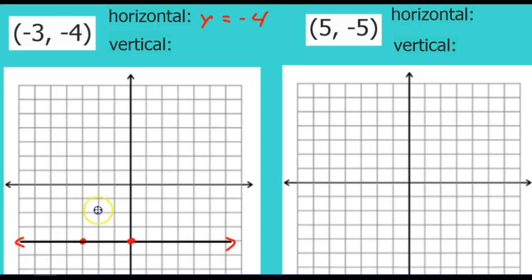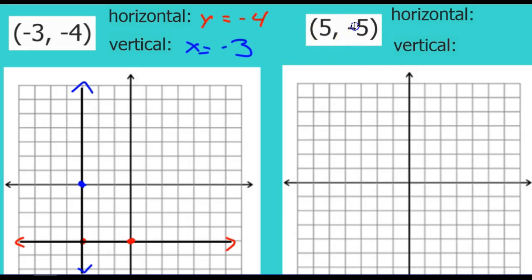The vertical, it goes straight up and down instead of side to side. So this never crosses our y-axis, it's on our x-axis. So this is at -1, 2, 3. So our x equals -3.